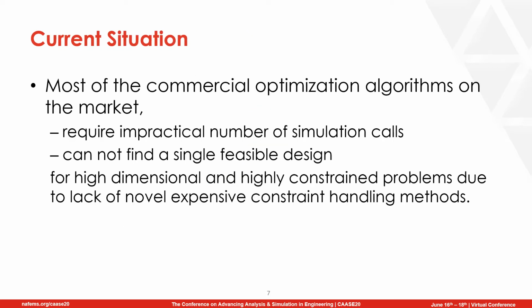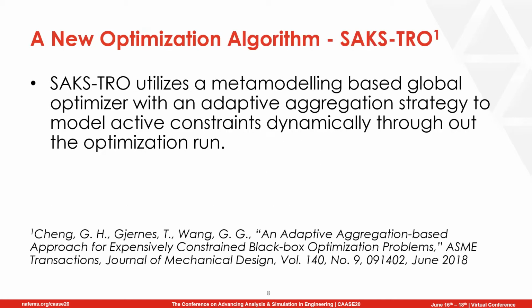Current situation. Most of the commercial optimization algorithms on the market require impractical number of simulation calls or cannot find a single feasible design for highly dimensional and highly constrained problems due to lack of novel, expensive constraint handling methods. A new optimization algorithm called SAX-TRO, which was published in June 2018, utilizes a meta-modeling-based global optimizer with an adaptive aggregation strategy to model active constraints dynamically throughout the optimization run.